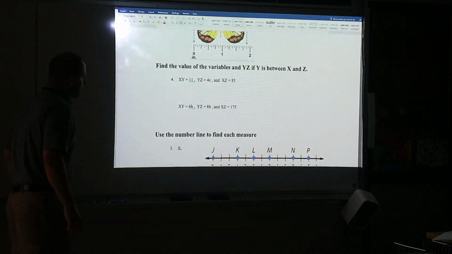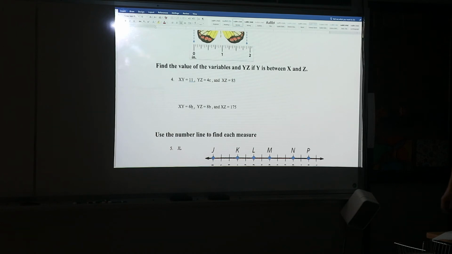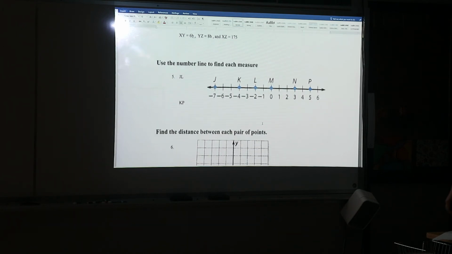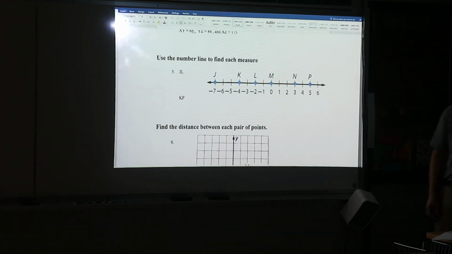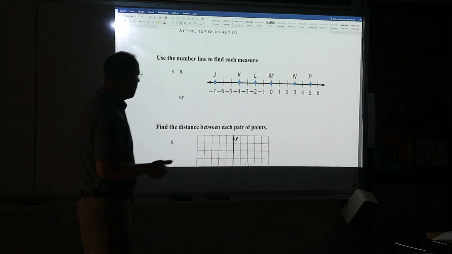Okay, number 5. You're finding the distance between things. You're finding the measures of J, L, and KP. That means you're finding the distance. You can count with your fingers, or you can do the formula. The formula will be on the board on test day.